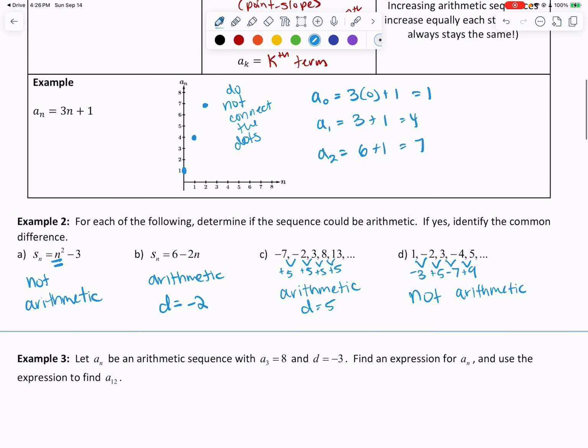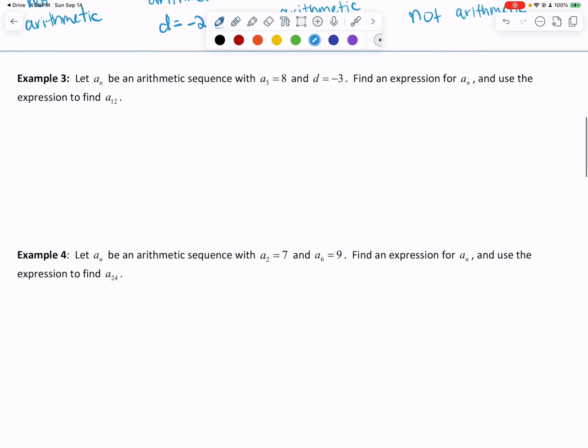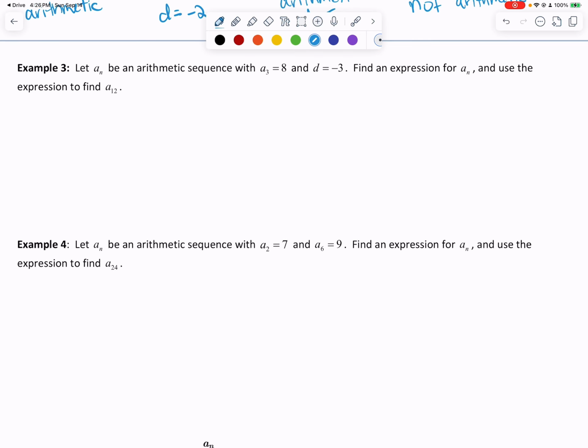All right, let's keep going. Example 3 says let a sub n be an arithmetic sequence with a sub 3 equals 8 and d equals -3, d being that common difference. So we're told the third term has a value of 8 and the common difference is -3. So find an expression for a sub n and use it to find a sub 12.